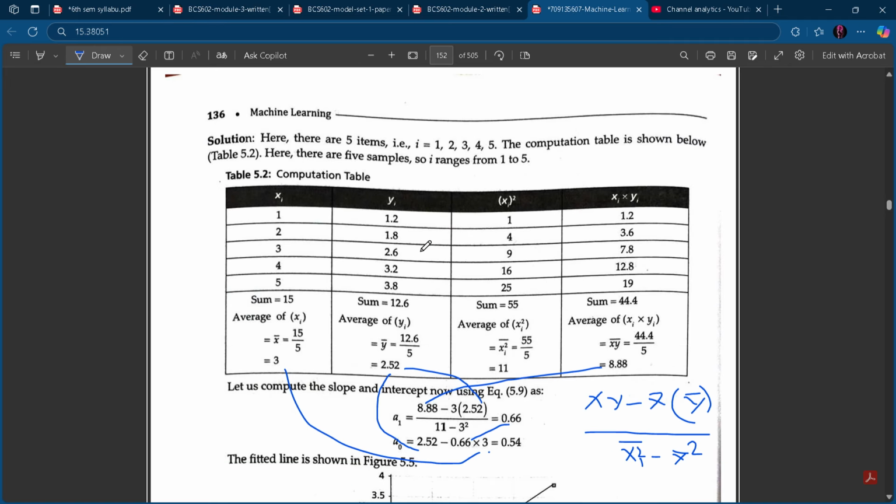So here is a given table. This is the xi value, this is the yi value. Since there are multiple values, you have to take the square of this xi: 1 square, 2 square, 3 square, 4 square, 5 square, which is 1, 4, 9, 16, 25. And then x into y: 1 into 1.2, 2 into 1.8, same, multiply and write it.